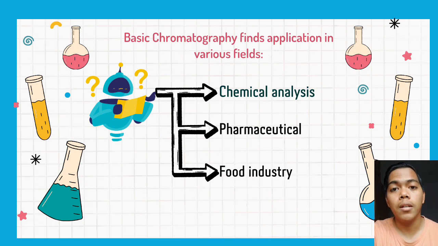For pharmaceutical, it has two sections too. The first one is drug analysis. Chromatography is employed for analyzing pharmaceutical drugs to ensure they are pure and to determine the concentration of active ingredients. For quality control, it is used in the quality process during the manufacturing of pharmaceuticals. And the last one is the food industry. Chromatography is utilized for detecting and quantifying food additives and preservatives. It also helps in separating and identifying components in flavor and fragrance.